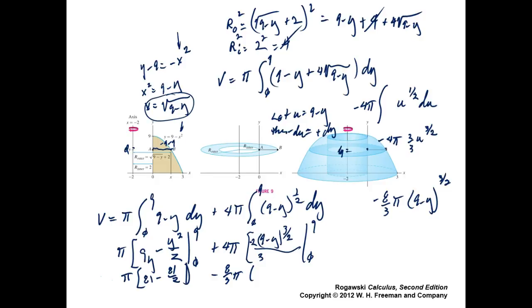Okay, 9 to the 3 halves. What do you want to do first? Cube it or take a square root first? That's what 3 halves means. Right. Square root first. Take the square root of 9, which is 3, and then cube that, 27.